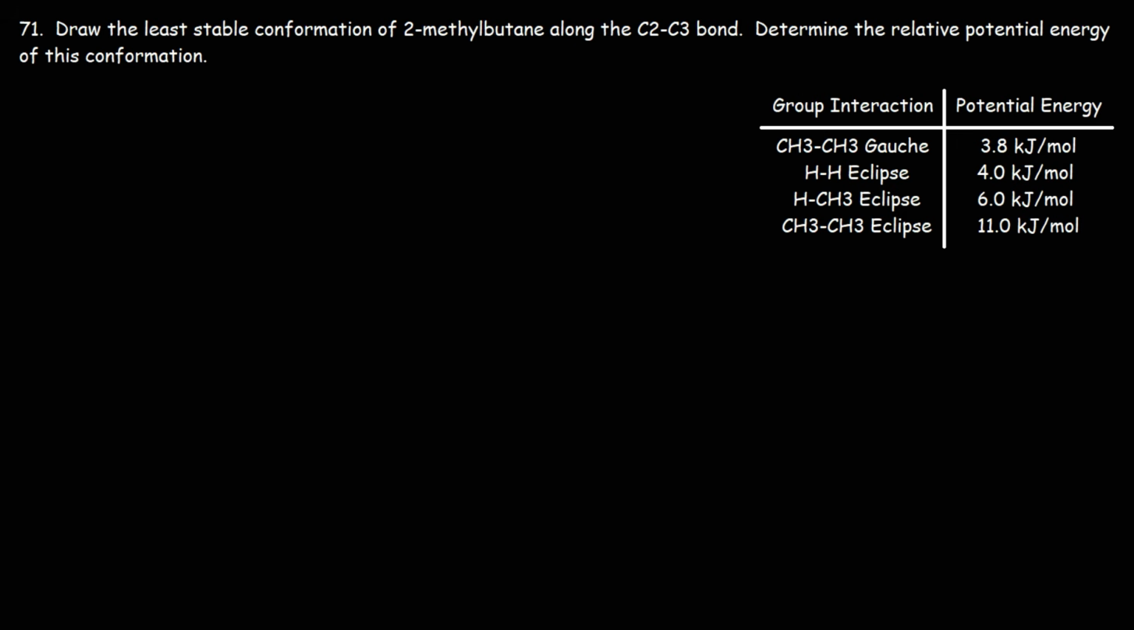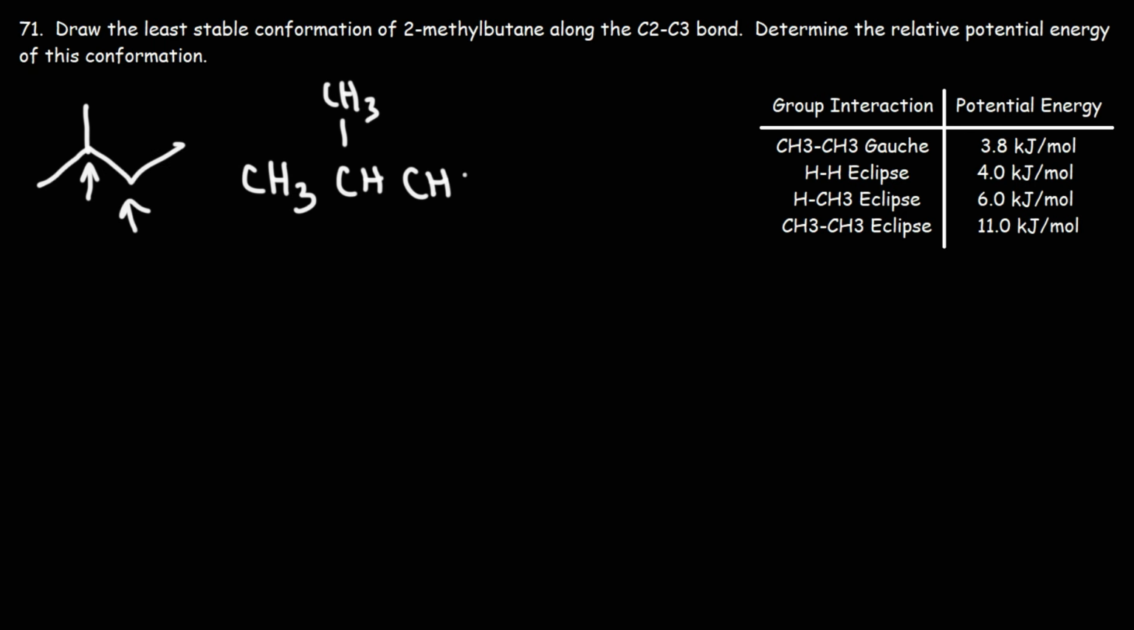71. Draw the least stable conformation of 2-methylbutane along the C2-C3 bond and determine the relative potential energy of that conformation. So let's begin by drawing 2-methylbutane. So here it is. And now let's convert that into a condensed structure. So we have a CH3. This is a CH carbon attached to a CH3. And then we have a CH2 next to a CH3. So this is carbon 2, carbon 3.